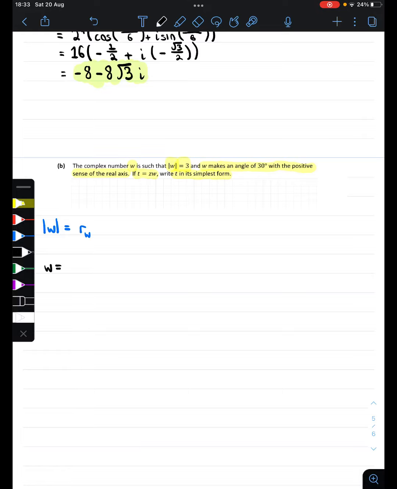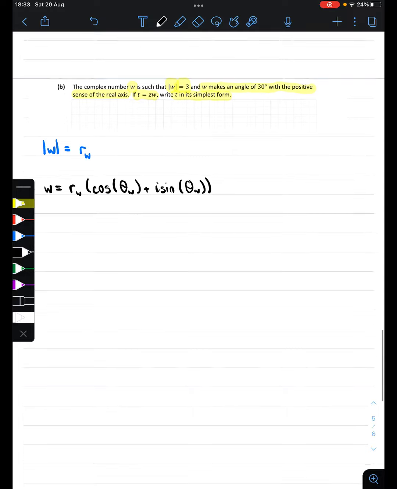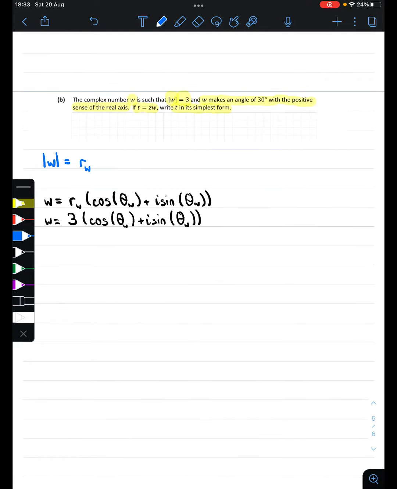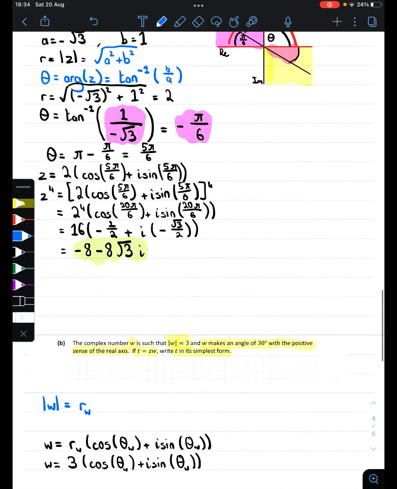So if we write W as RW cosine, let's call this theta W, plus I sine theta W, then RW is the magnitude of W. So W equals 3 cosine theta W. That's not theta times W, that's like this, plus I sine theta W. Okay, and they've also told us that W makes an angle of 30 degrees with the positive sense of the real axis.